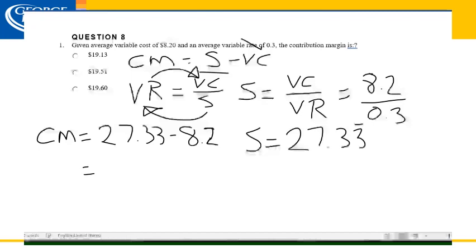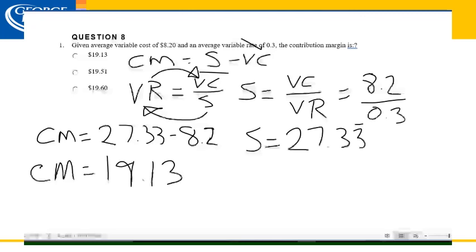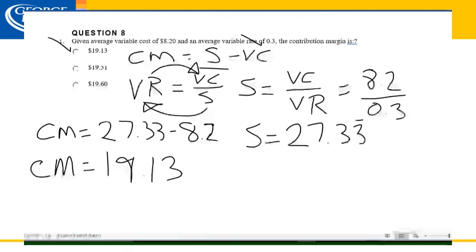There we go. So we do the math, and we get a contribution margin. Sorry, I did that with too many threes. 27.33 minus $8.20. We get a contribution margin per unit of $19.13. Okay, which in this case is A. All right, moving down the list.